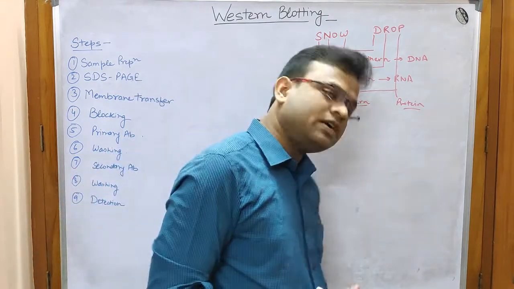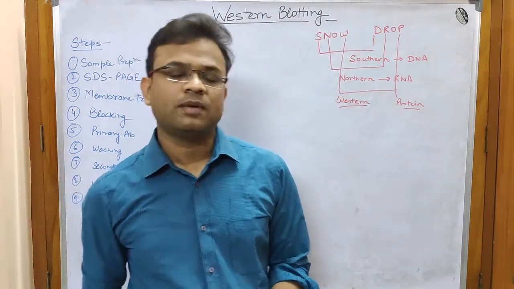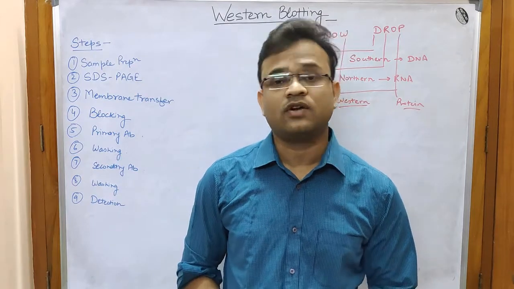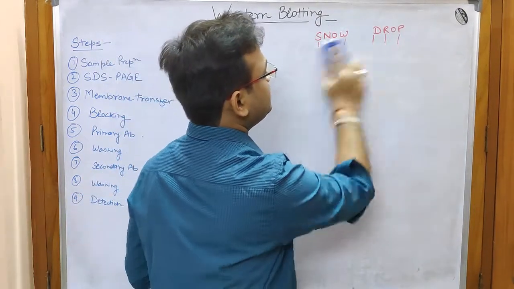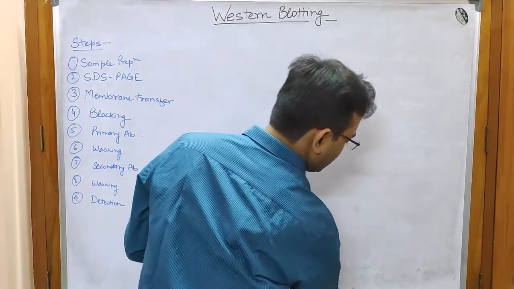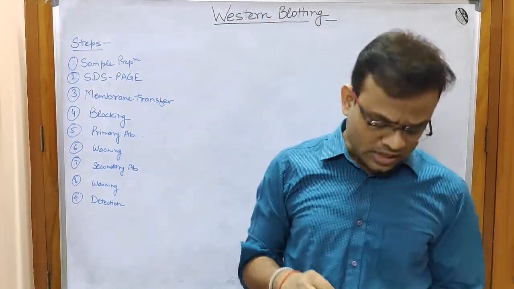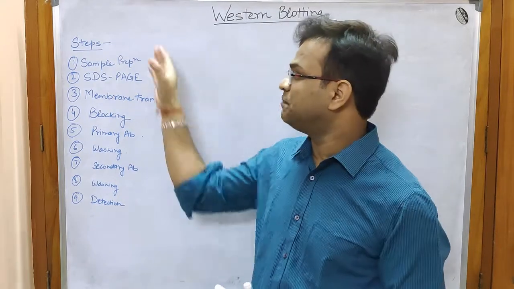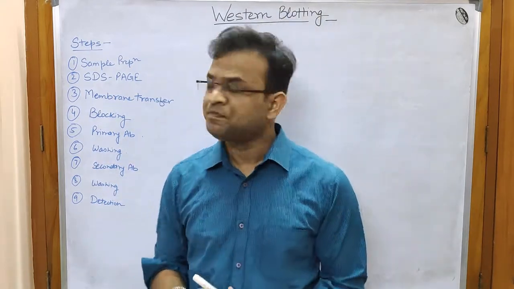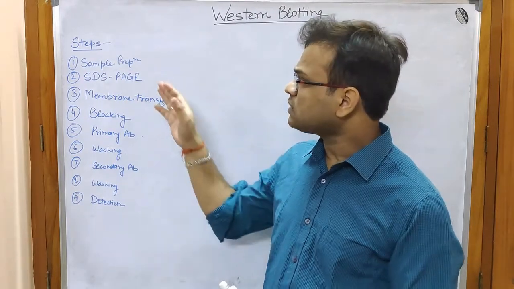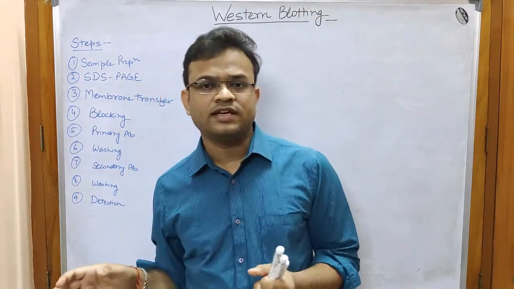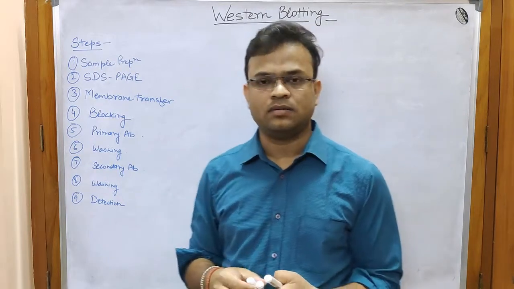But in this particular lecture we are not worried about Southern and Northern blotting. We are worried about Western blotting. We need to learn what Western blotting is used for, and what the steps of Western blotting are. Like other lectures, I have prepared an overview of this lecture, and we would be dealing with these points. First of all, Western blotting is divided into 9 basic steps.